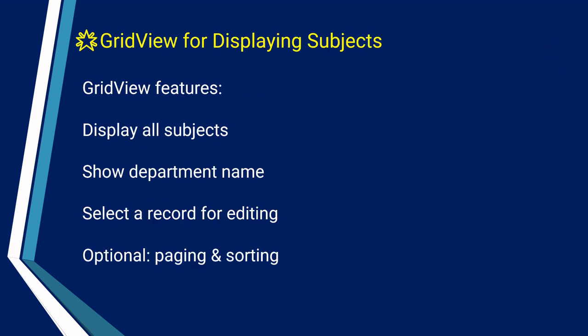A grid view is used to display all subjects. It should also show the department name for clarity. Users can select a record for editing, and you may enable paging or sorting if needed.